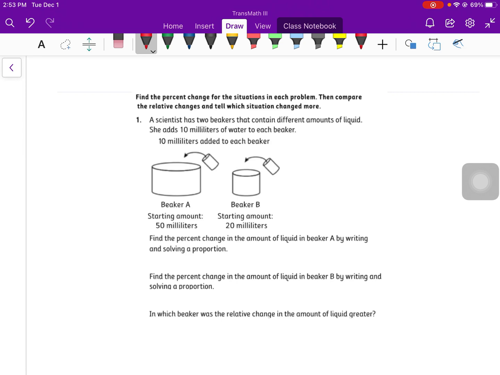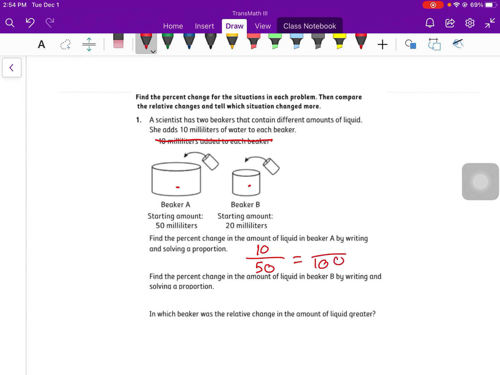So a scientist has 2 beakers that contain different amounts of liquid. She adds 10 milliliters of water to each beaker. And this is part of the picture, it's just saying the same thing. This one started with 50 and this one started with 20. Find a percent change in the amount of liquid in beaker A by writing and solving a proportion. So we added in 10 milliliters, and beaker A started with 50.